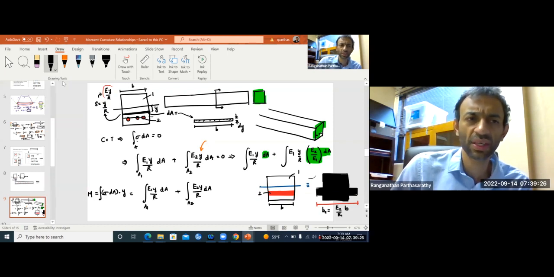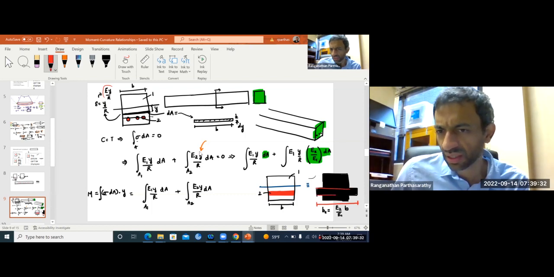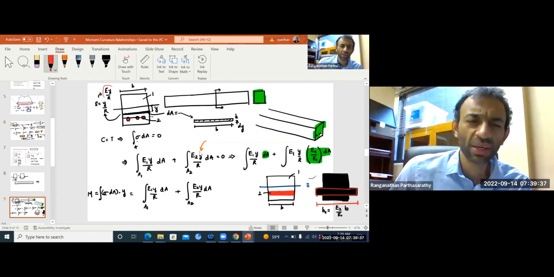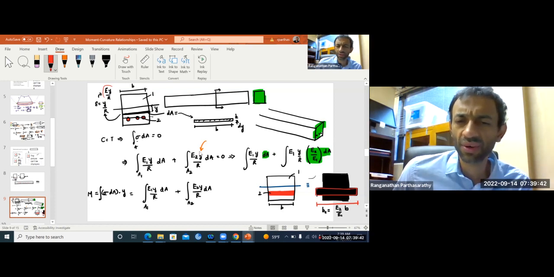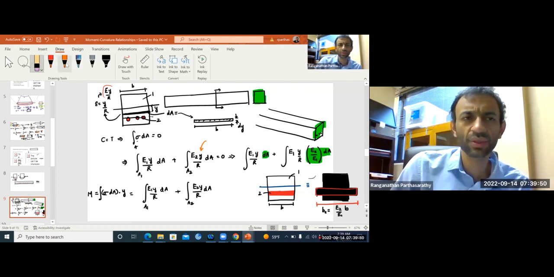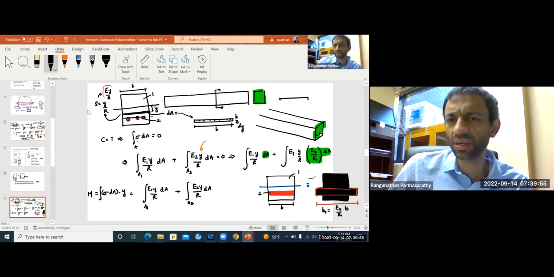That's my first purpose. I want, first of all, everything to be the same material. But then I don't want to change the mechanics of how the beam behaves. So I want at every level the same force. So if I have a strip, let's say this is my strip in the original beam, right? This is width B, and this is depth dy. What is the force I have?